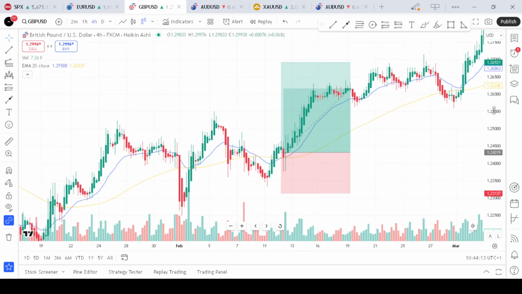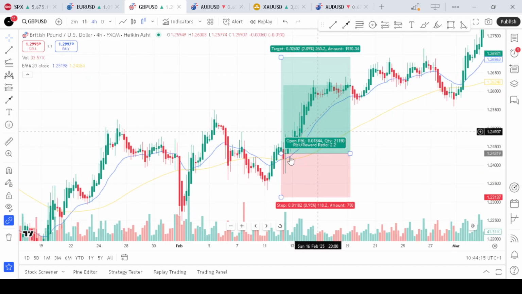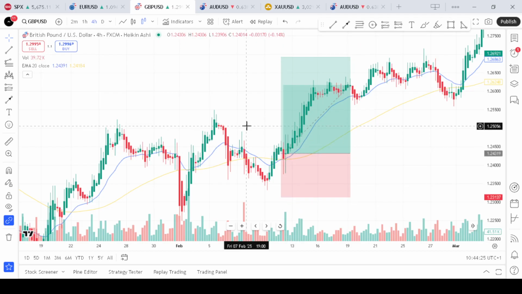Remember, when the 20 EMA crosses above the long-term 50 EMA, it signals buying potential. So this is what made us enter the trade, and it further confirmed our trading setup.